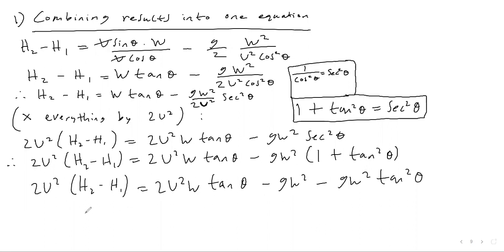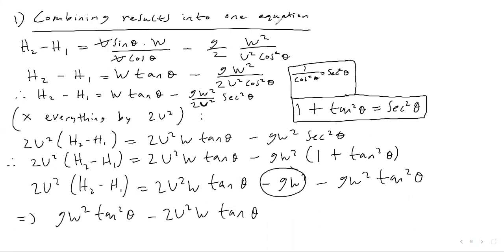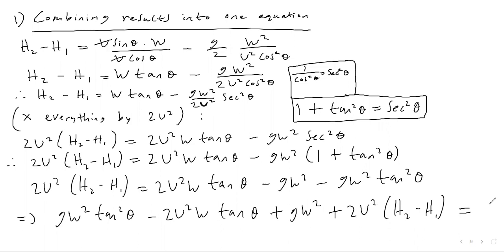So I'm going to get a 0 on the right-hand side. So we're going to get gw squared tan squared, so I'm adding this negative gw squared tan squared to both sides. I'm then going to take away this from both sides, so we're going to get minus 2u squared w tan theta. I'm then going to add this to both sides, so add a gw squared. And then I'm just going to copy what we've got there, so plus 2u squared times h2 minus h1, and that's all equal to 0.